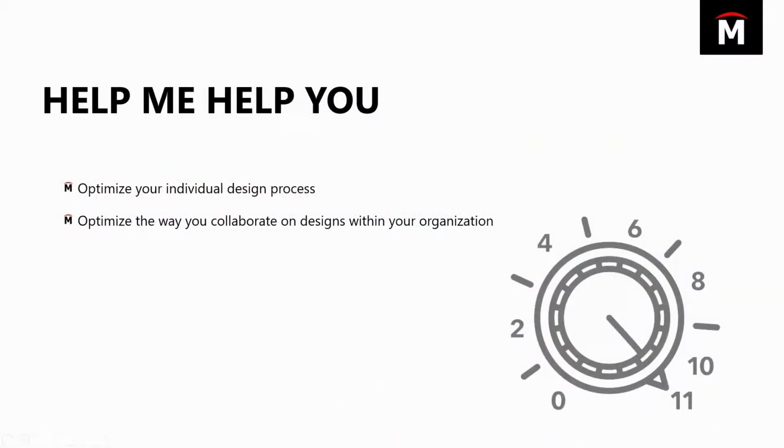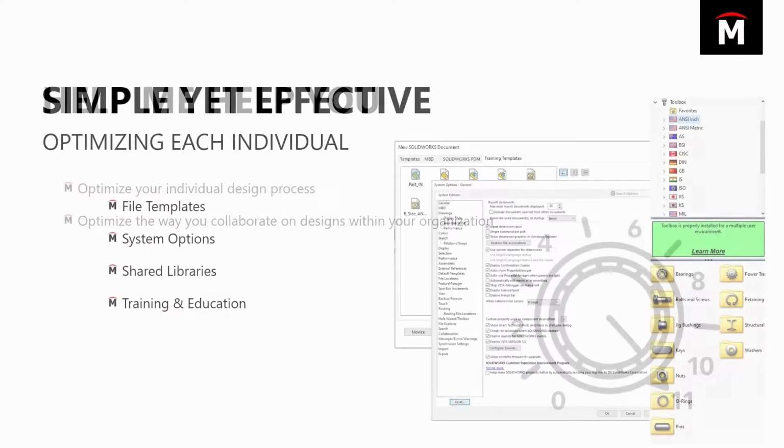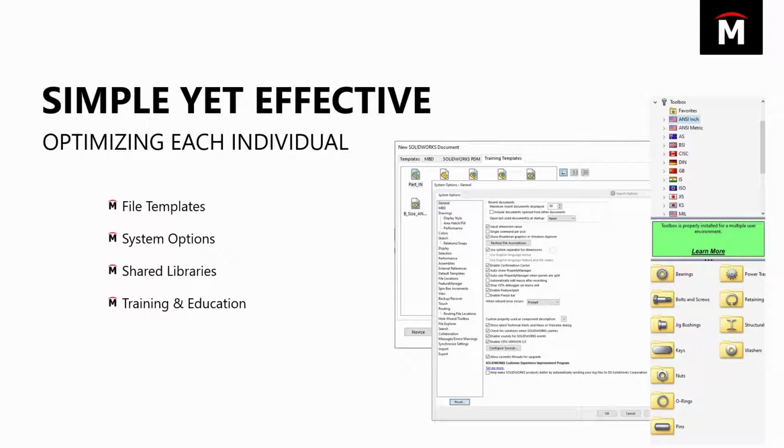So there are really two main things to think about when it comes to making a process more efficient. What can I do to optimize my individual process, the things that really just affect me, and then what can we do to optimize the way that I collaborate on my design process within my organization. So it's a "help me help you" type scenario. If I can do my job a little bit better, then I can also help everybody else do their job better as well. So the first thing I want to talk about, these are just some really simple things that hopefully everybody's taking advantage of.